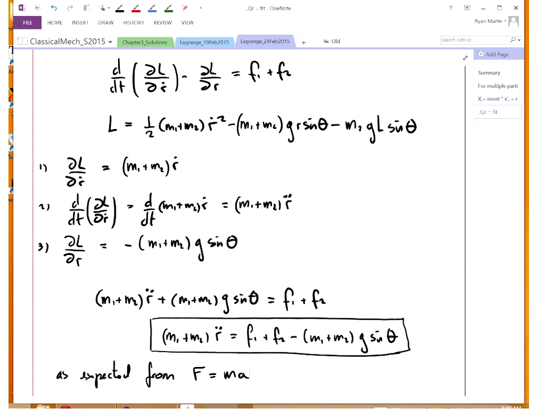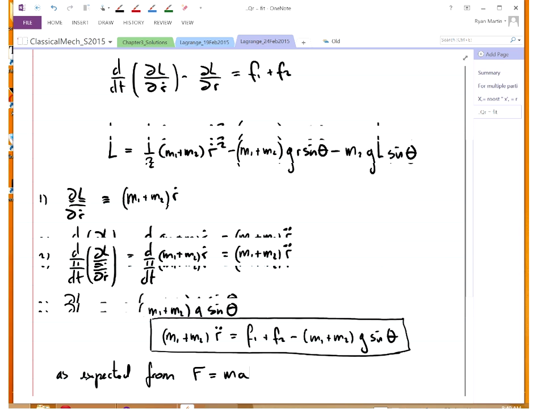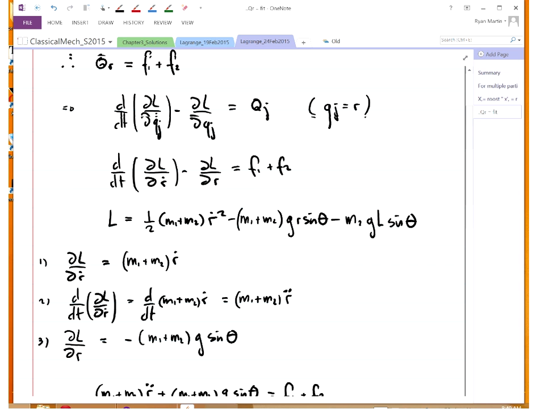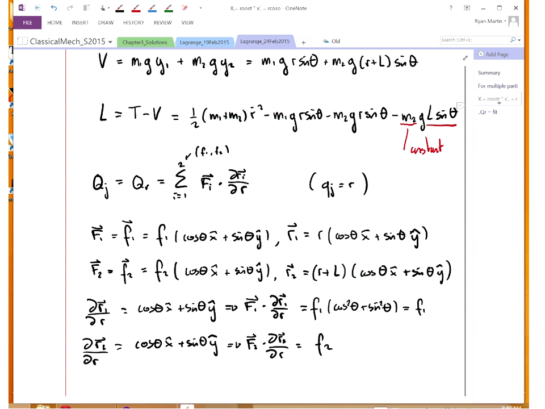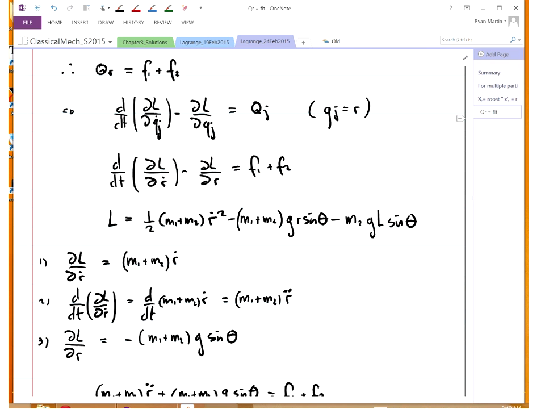So we now have a procedure, and in particular, if we don't have any of these non-conservative forces, then it's really easy because you only have to do the T and the V. And most systems in the world, in physics, are conservative. So we don't usually need to do this little blurb here where we do the non-conservative forces in generalized coordinates. Okay? Any questions?